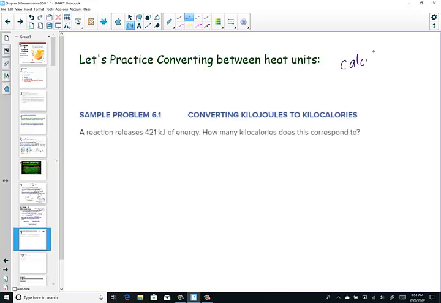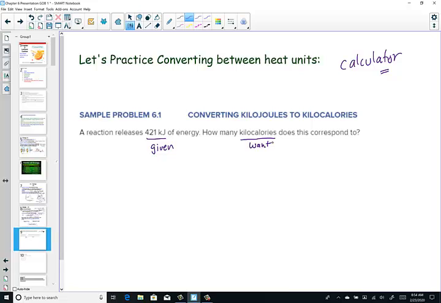You'll need a calculator for this part of your lesson. Perhaps pause your video if you've not yet grabbed your calculator, or perhaps you're used to having a calculator every time we start with chemistry. But this is the bottom of page 1 where it says, let's practice converting between heat units. And I pulled this right out of your text. A reaction releases 421 kJs of energy. How many kilocalories does this correspond to?